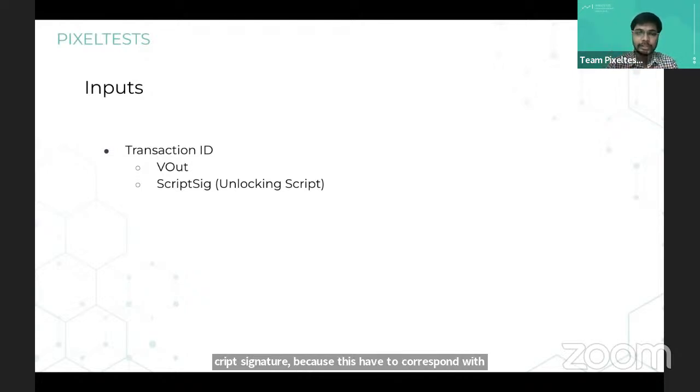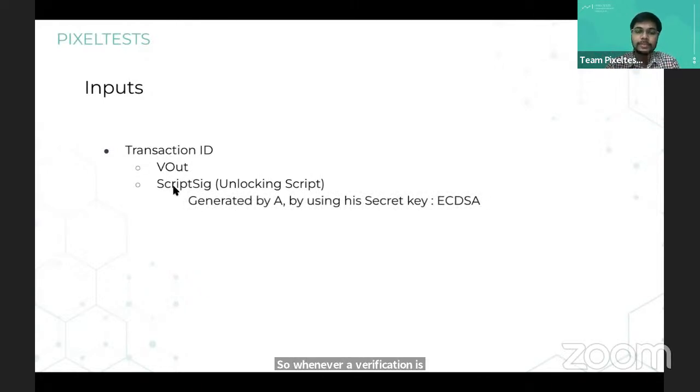So whenever a verification is done, we'll understand that. This script signature is generated by A when a transaction is being sent. If C is a person who is sending some Bitcoin to A, then he'll only be able to prove his ownership because that script signature is generated by the secret key that A has, right? This is done by the elliptic curve digital signature algorithm, which we have discussed in our previous hackathons, right? So this is what an input consists of.